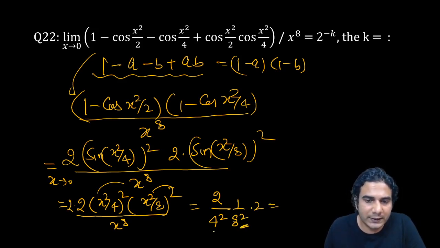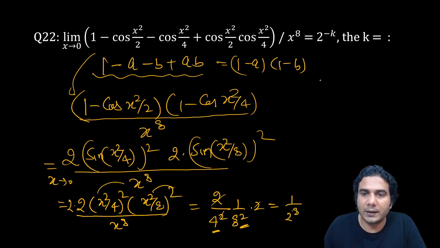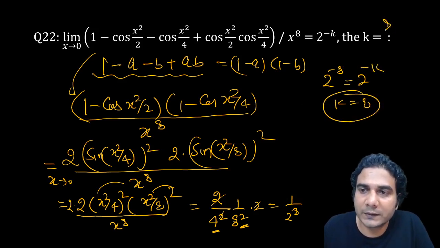This is 2 raised to 6, and this is 2 raised to 1, 4 will get cancelled, so 2 and 2 this. So total 2 raised to minus 8, and it is given equal to 2 raised to minus k, so you can write k is equal to 8. Okay, so the answer of this was 8.